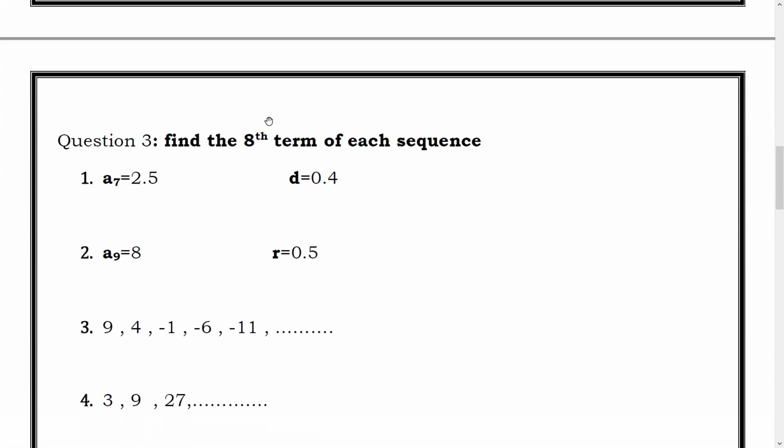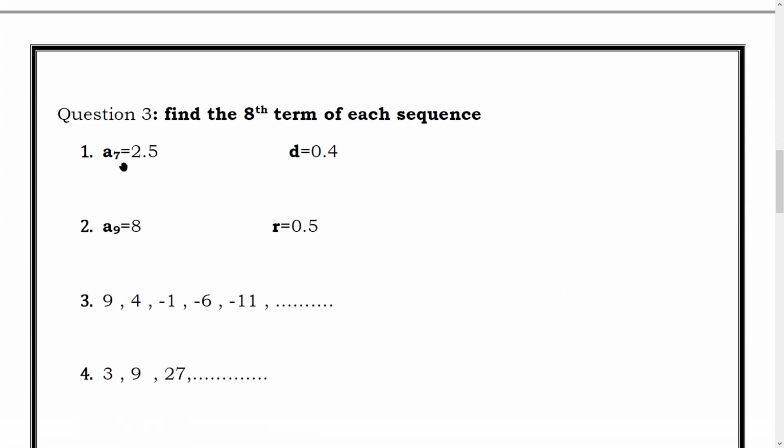Now, find the 8th term of each sequence. A sub 7 is 2.5, and the common difference is 0.4. Yes, Maya, how can you find A sub 8? We will make the formula a sub n equals a1 plus n minus 1 times d. Wait, please. You will say A sub n is equal to a1 plus n minus 1 times d.